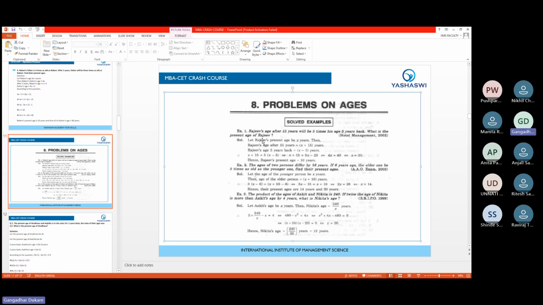We'll go through the first question: Raju's age after 15 years will be 5 times his age 5 years back. What is the present age of Raju? In that case, let Raju's present age be assumed as X. Then Raju's age after 15 years is X plus 15 years.